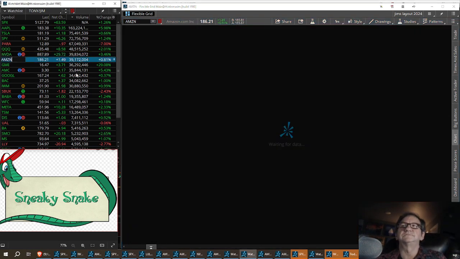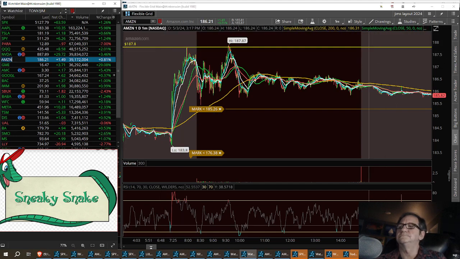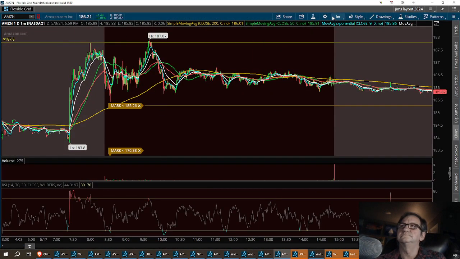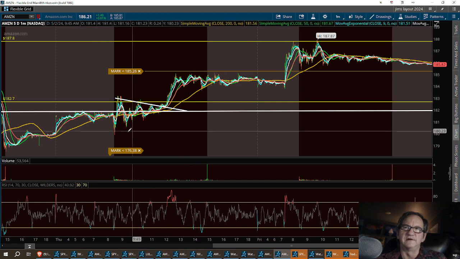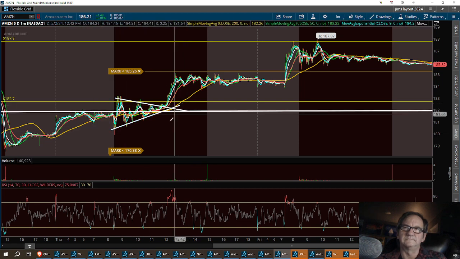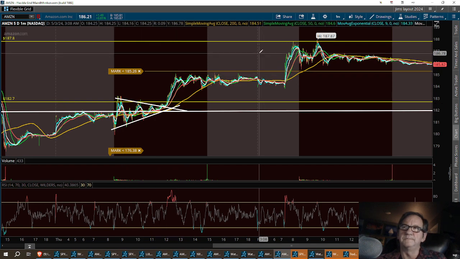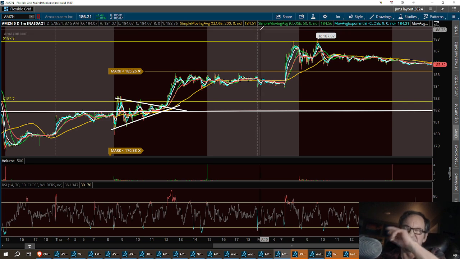Amazon. So I'm coming in here in the morning. I'm looking at Amazon. We had a nice flag on this yesterday. Called this one out. Right there. She went ahead and broke out. 1, 2, 3, 4. Made a little bit more. Then today, same thing happened.